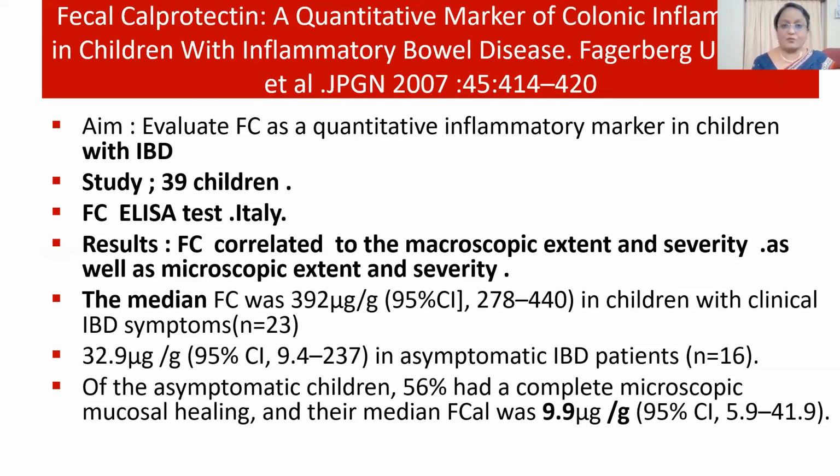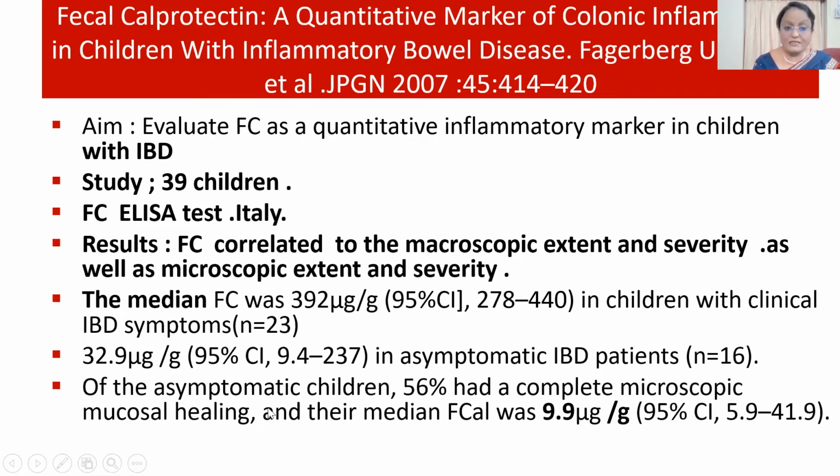Several papers came, and one of the early papers in 2007 by Fagerberg showed that it is a quantitative inflammatory marker. It can be used in IBD, and it correlates very well to the macroscopic extent and severity and also the microscopic extent and severity. When the children had IBD symptoms, they were symptomatic. The FC was very high, 392 microgram per gram. When a cutoff was taken as more than 50, 392 was very high. Then the asymptomatic IBD patients had only 32.9 microgram per gram.